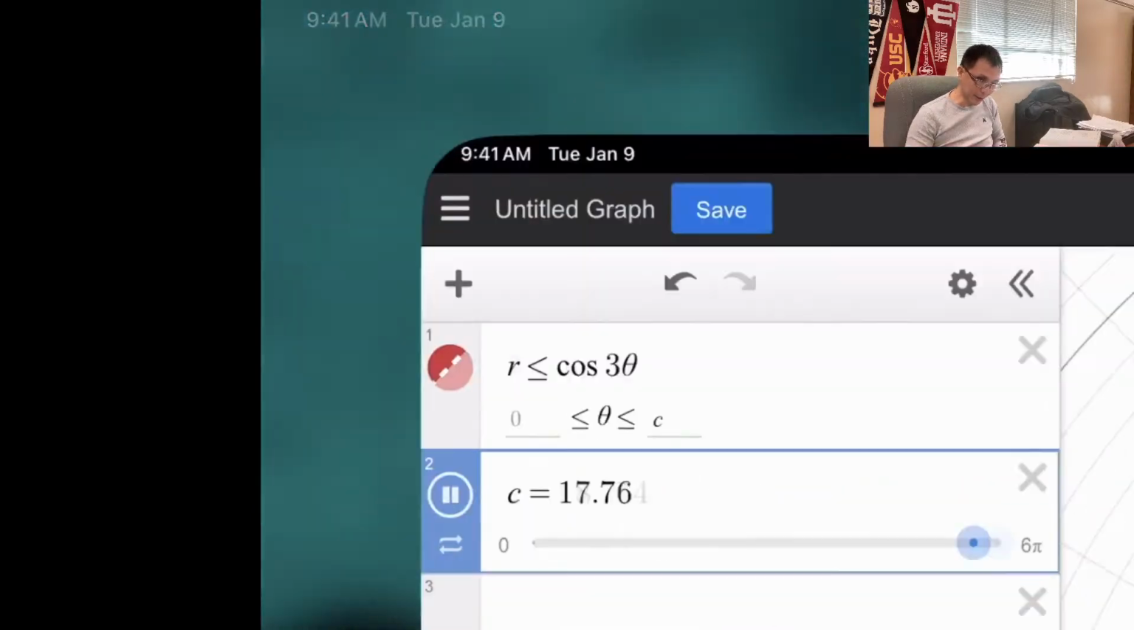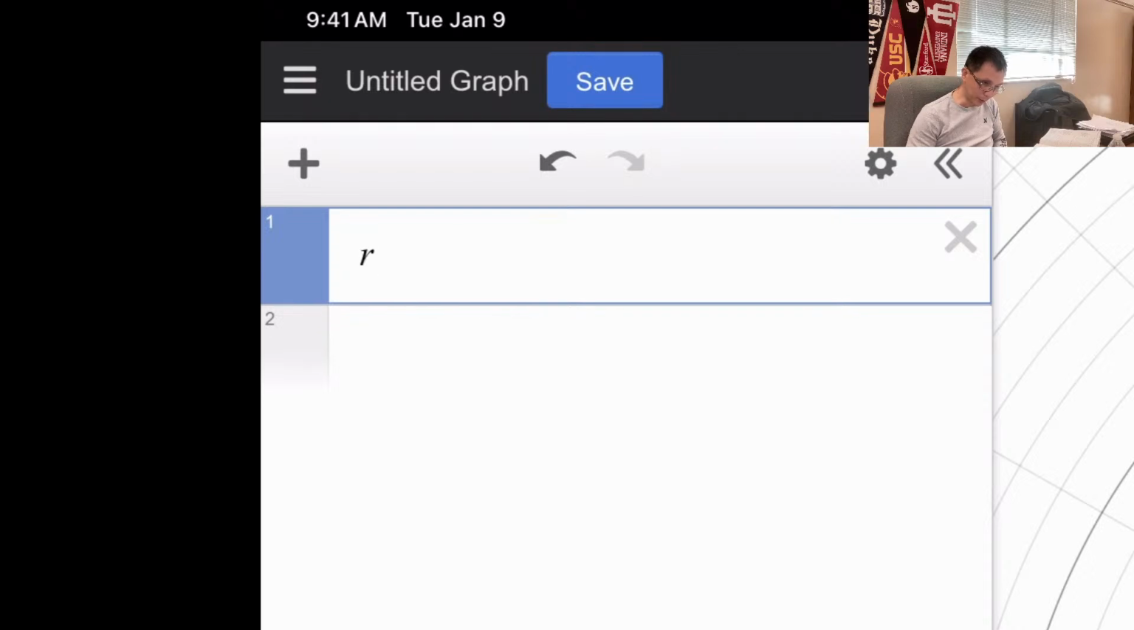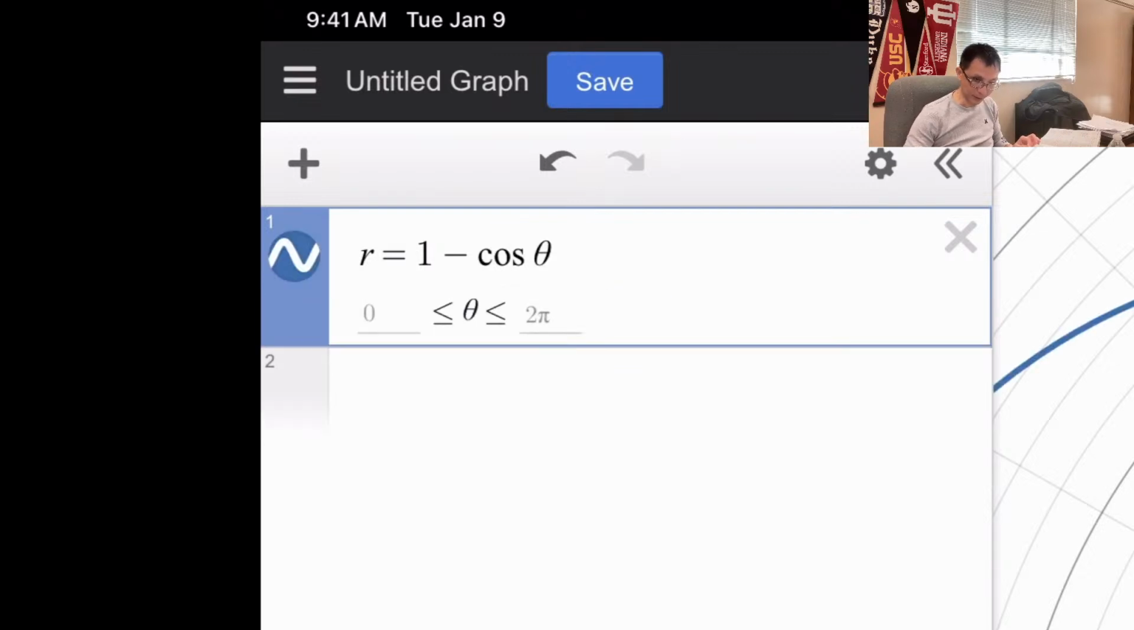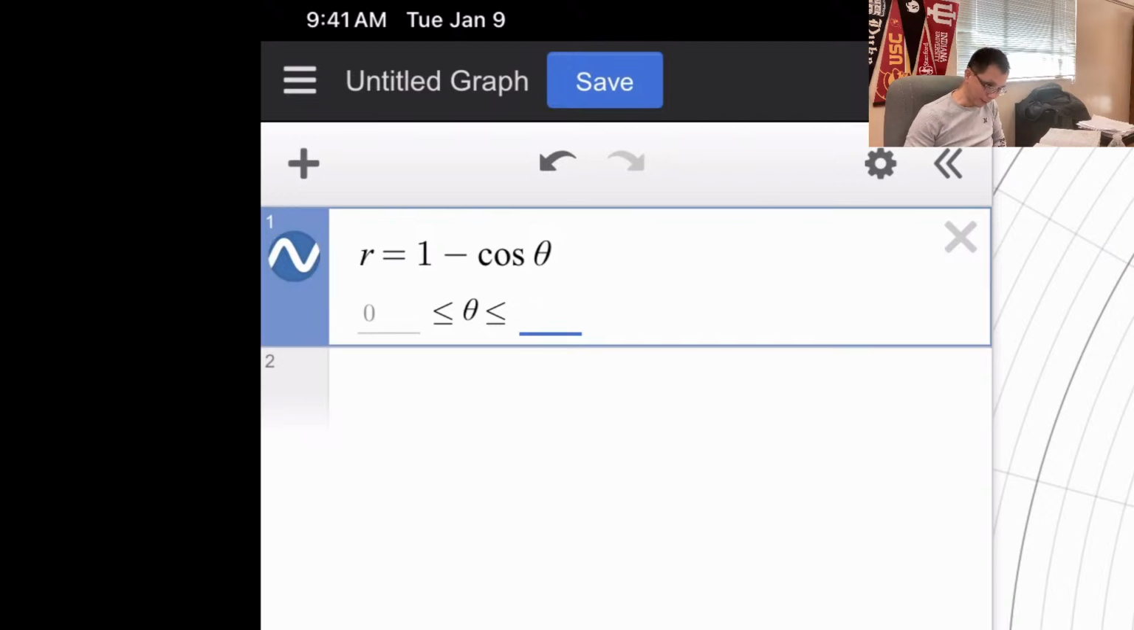Also, look at this polar axis. We're going to say r equal to 1 minus cosine theta, and we're going to see if it's true, because if it's true, then you only have the graph halfway. But we can see how they graph it.